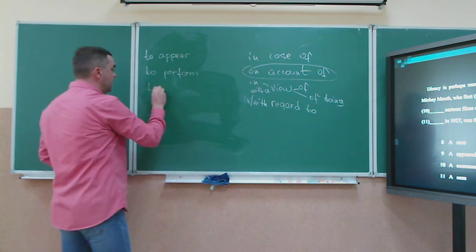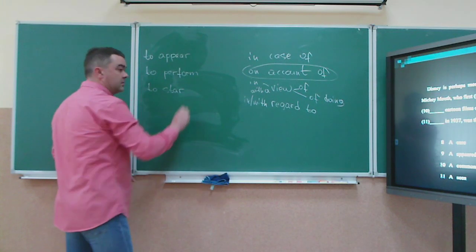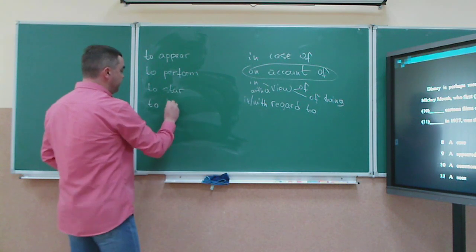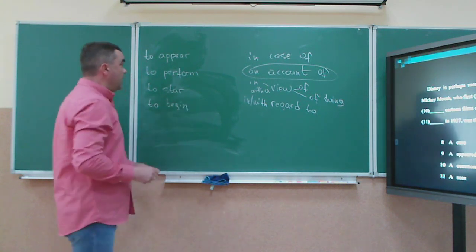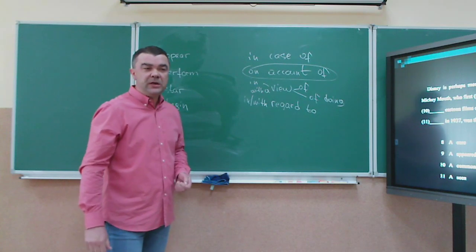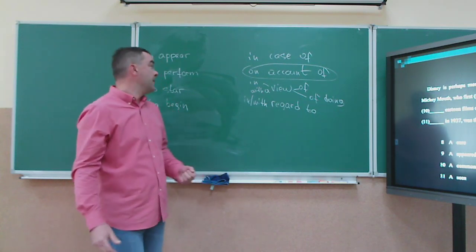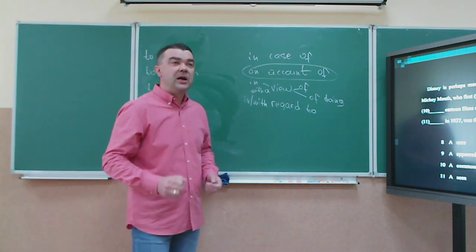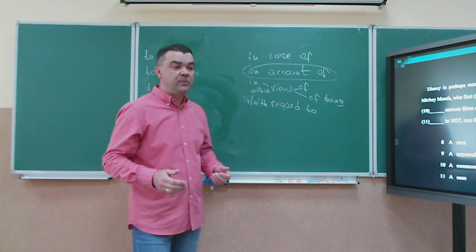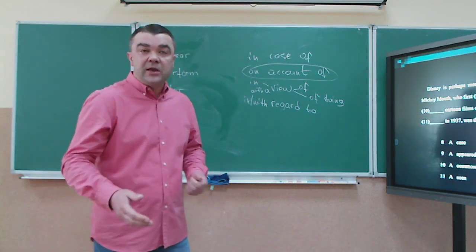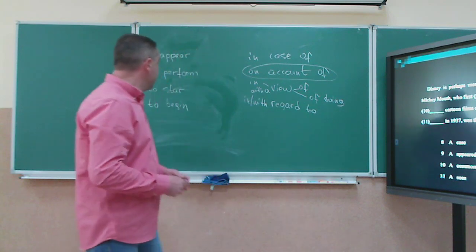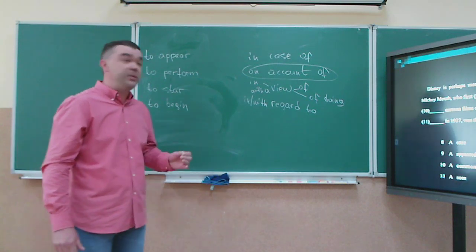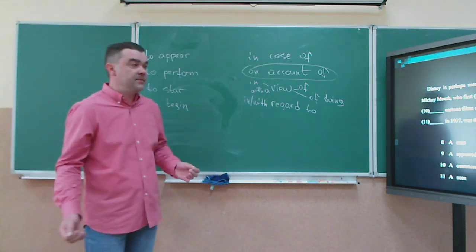Next we have to star. And the last one we have is began, so I mean just to begin. What is to appear? To appear means to start existing. To perform, to do some kind of action, to play on the stage, to play in a film, and so on. To star means to be the main actor in a film or in a play. And to begin, just to start.